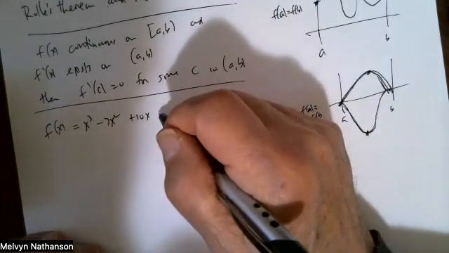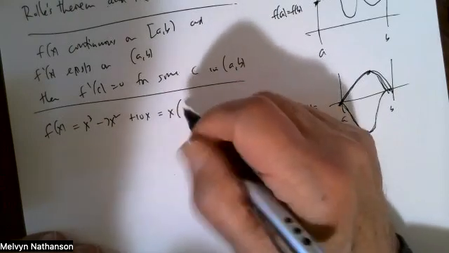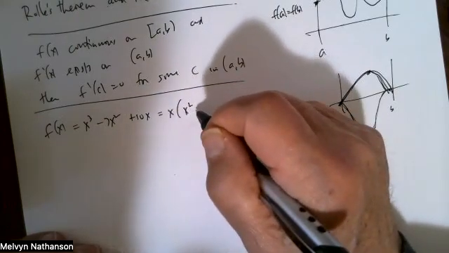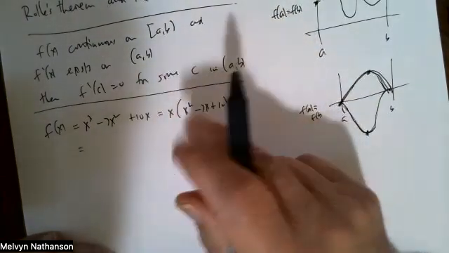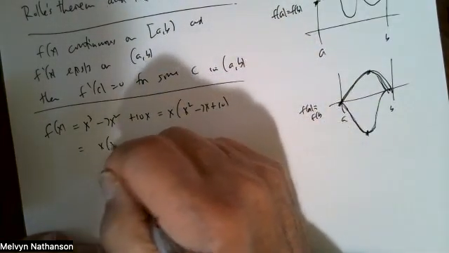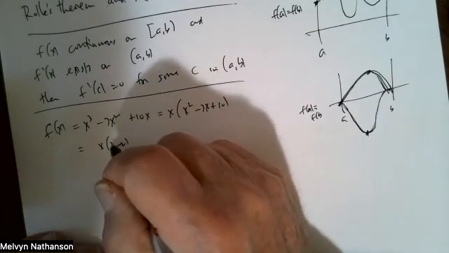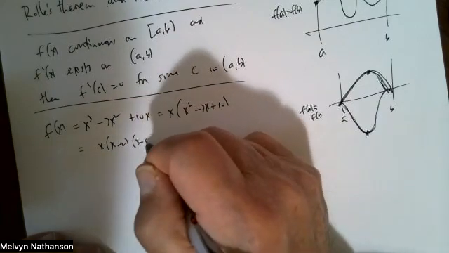I can actually factor this polynomial. I can factor out an x. I get x times (x squared minus 7x plus 10). And I can factor this. This is x times (x minus 2)(x minus 5).